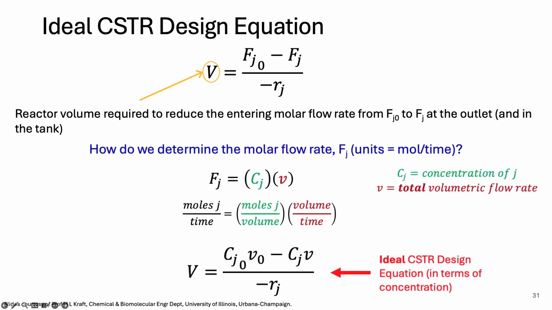And so the question then is, how do we figure out our molar flow rates? Well, those are just our concentration, so the moles of our species J per volume in the inlet stream, or in the stream in general, times the flow rate of that stream. So we can rewrite that in terms of concentrations and flow rates as well. And oftentimes, if it's a liquid system, then our flow rates will be equal from the inlet to the outlet.